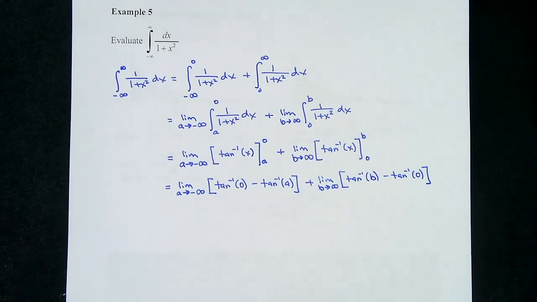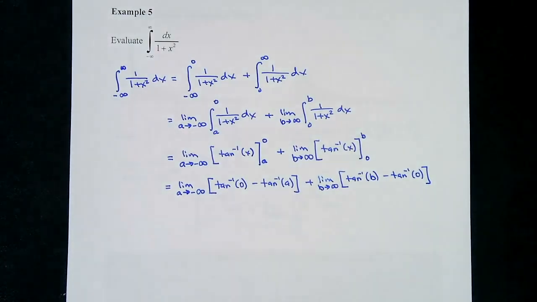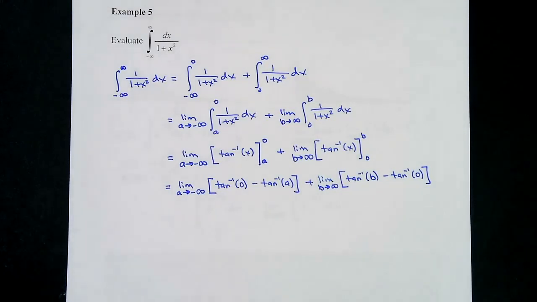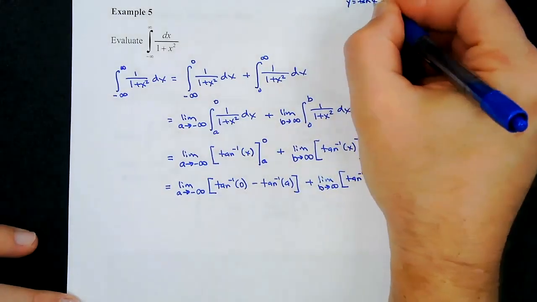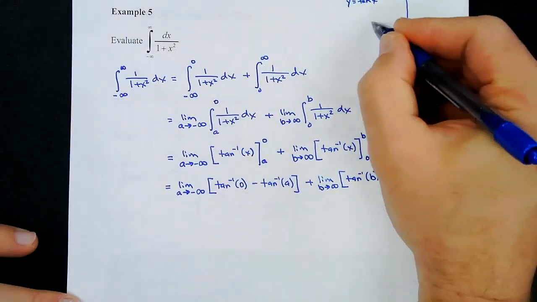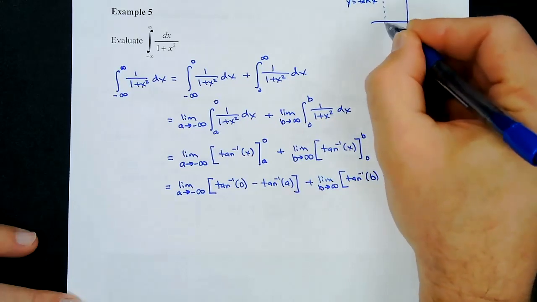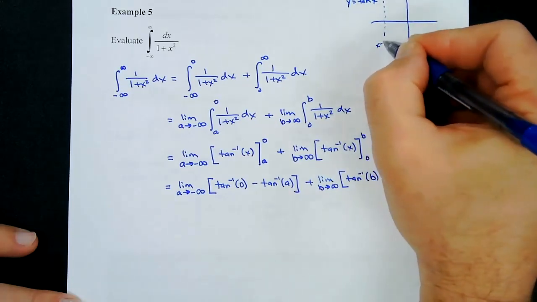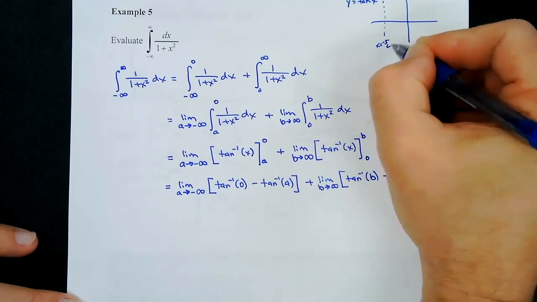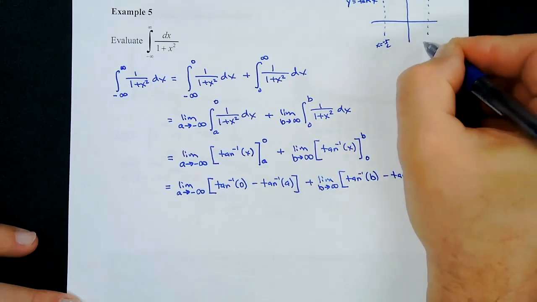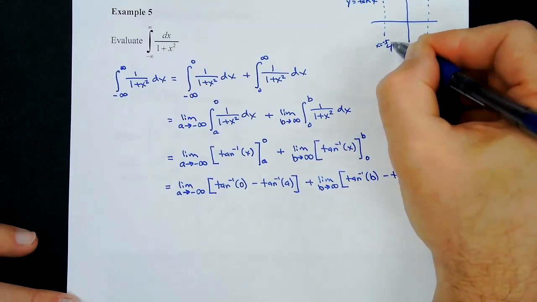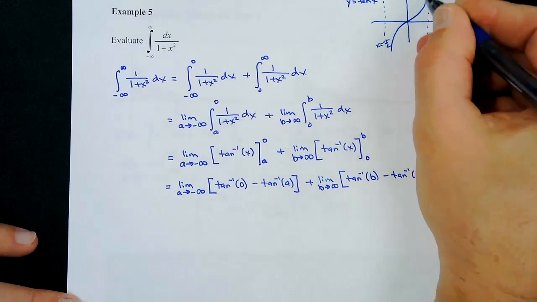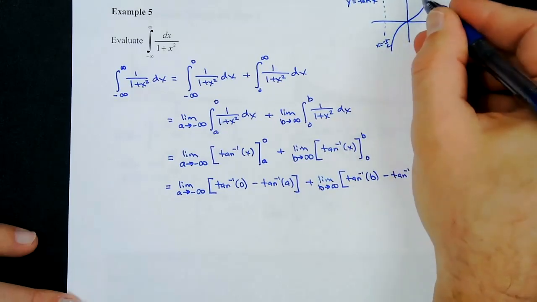Okay, so now the tricky part. We have to recall, for me, I think about the graph to evaluate this. We know y equals tan x. We should know the graph of y equals tan x. It has a vertical asymptote at x equals negative pi over 2, and another vertical asymptote at x equals pi over 2. And the graph of tan inverse looks something like this. So it's going from the negative quadrant to the positive quadrant, right?